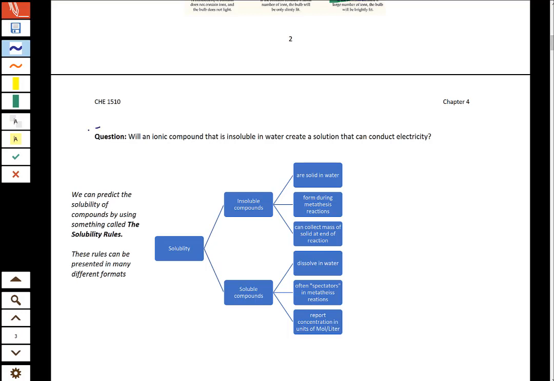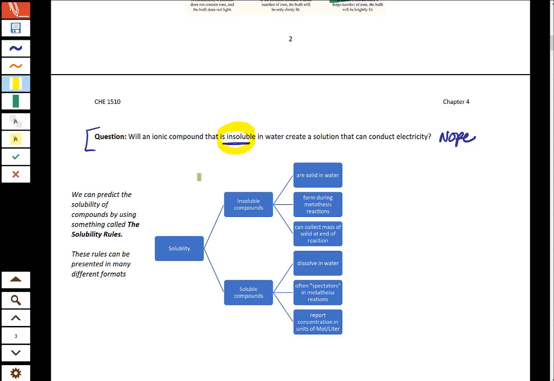And this question right here is like that density question that people ask you of which one's heavier, a pound of gold or a pound of feathers. That's the version here in solubility. So will an ionic compound that is insoluble in water create a solution that conducts electricity? That's a big nope, because things like marble are ionic, but if they don't dissolve in water, they don't create ions, and so they can't conduct electricity. So let's talk about this idea of solubility.